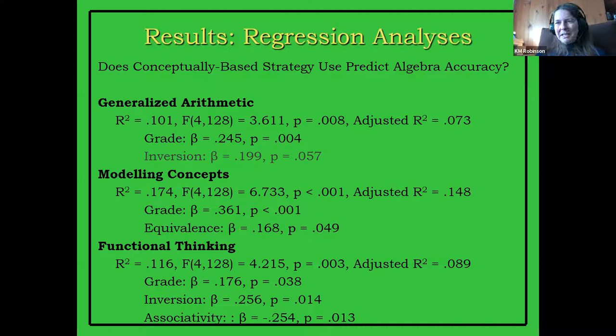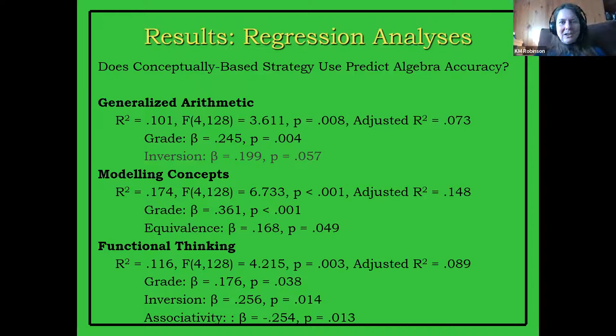What we did is we ran three regression analyses, and we included grade and conceptually based strategy use on the three problem types. We can see that for generalized arithmetic, our R squared and our adjusted R squared are very low, but it is significant. Grade significantly predicted performance on the generalized arithmetic. Inversion was marginally, almost significant.